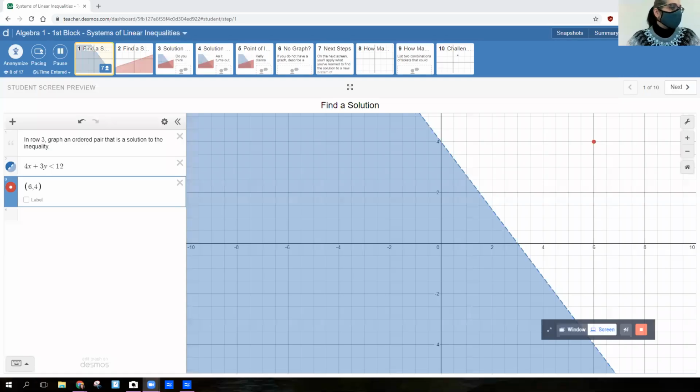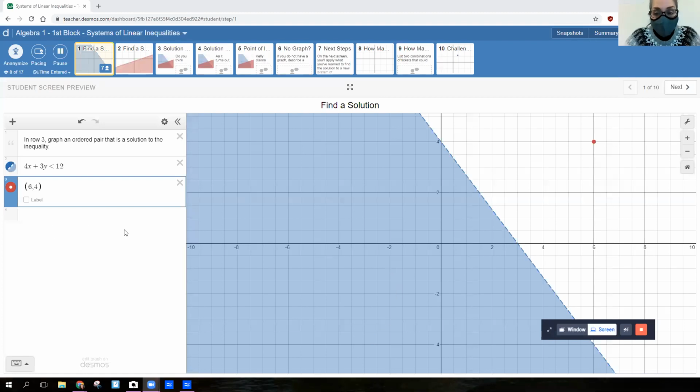Okay, we're recording now, and we're on the first slide of the System of Linear Inequalities lesson in Desmos, and we need to put a point so that it'll be in the solution of this inequality. And so we've been working on that for a few seconds. If you are unsure where to put it, it needs to be in this blue section somewhere. Put your point in the blue section.